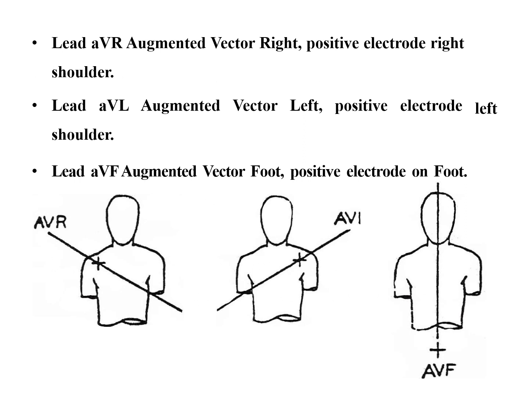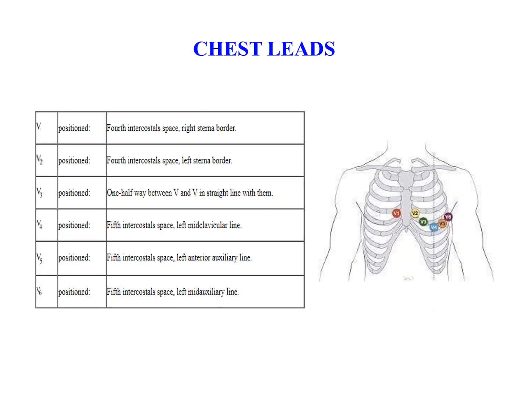Next, the unipolar lead system. Lead AVR means augmented vector right, with the positive electrode on the right shoulder. The diagram is shown in the figure. Augmented vector left has the positive electrode on the left shoulder. AVF means augmented vector foot, with the positive electrode on the foot.